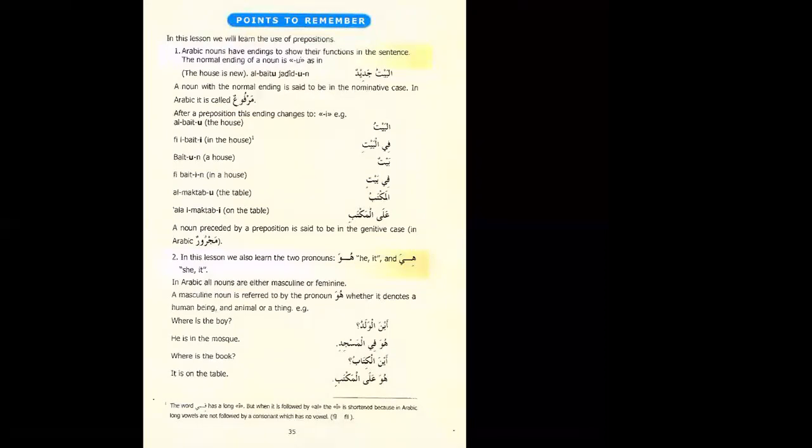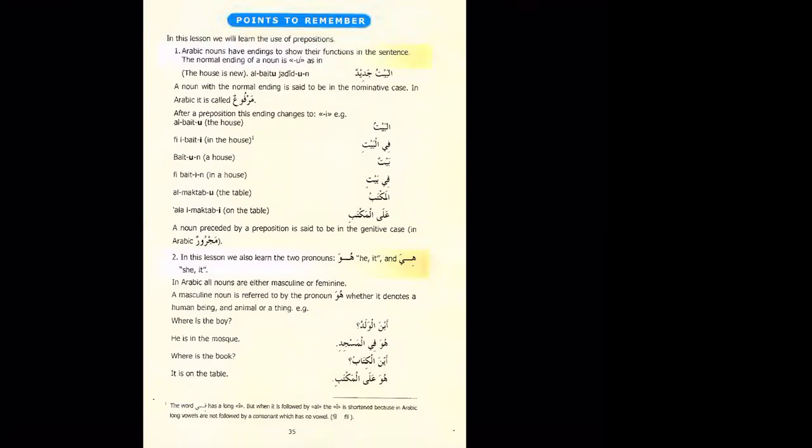Baytun becomes fil baytin, fi baytin. Al-maktabu becomes ala al-maktabi. Right? So in the house, on the table. And a noun which is after a preposition is called majroor. And the alamat, the sign that is majroor, is the kasra at the end of the word.